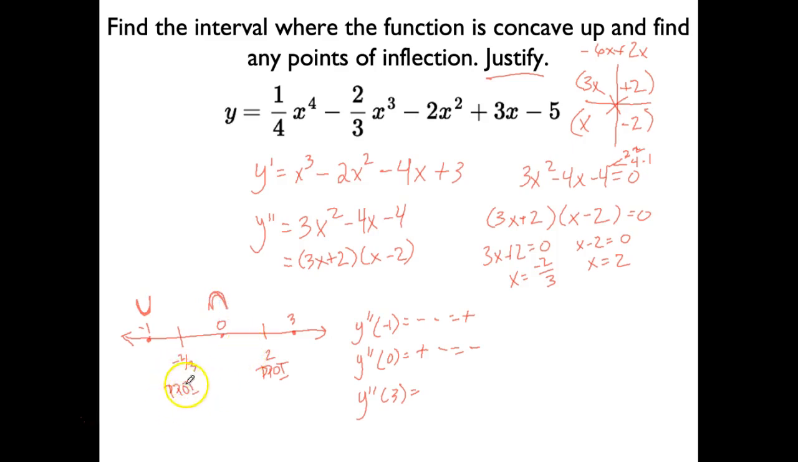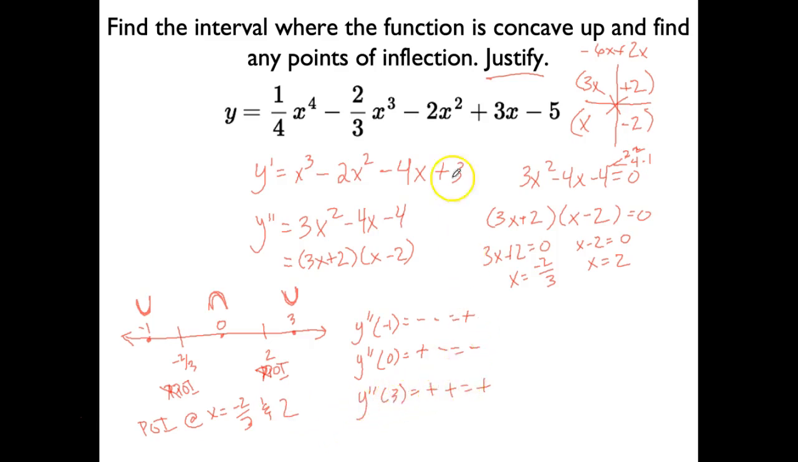So that means that this is a point of inflection. Get rid of that P at the beginning. This is a point of inflection. Let's find out if this one is. Plug in 3. That's going to give us a positive times a positive, which would give us a positive. That means it is concave up like a cup. That means that this is a point of inflection as well. So we have 2 points of inflection here. Point of inflection at x equals negative 2 over 3 and 2.